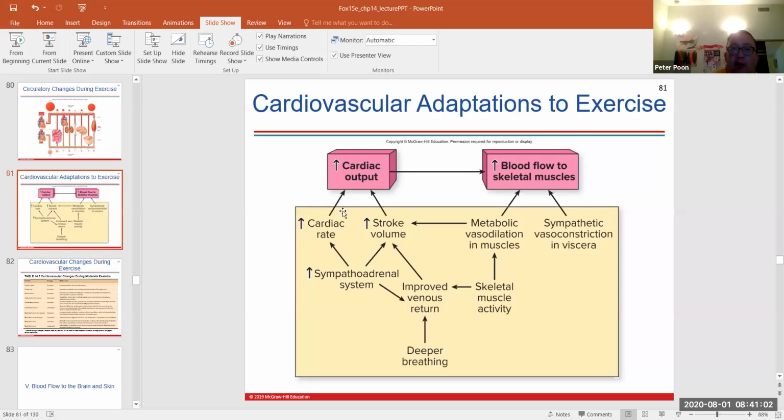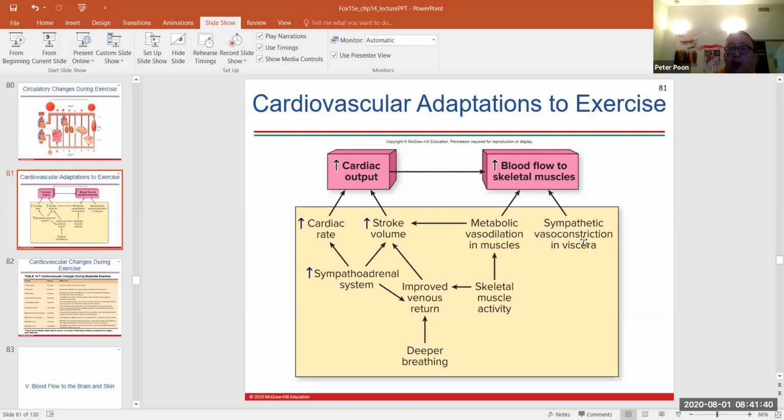So your cardiac output is dependent on heart rate, the cardiac rate, times stroke volume. Your cardiac rate will go up, your heart will beat faster. That will pump more blood, and that will force more blood back to the heart every second, and so your stroke volume will also increase. Not only do you pump faster, you pump harder, you push more blood out with every stroke. And that increases the blood flow to skeletal muscles.